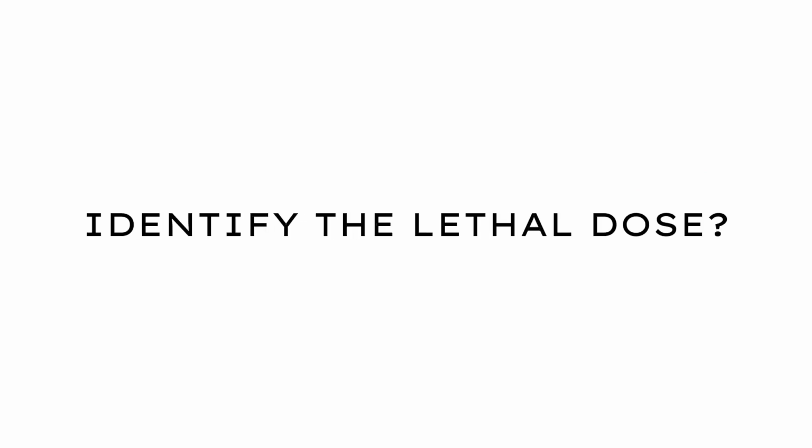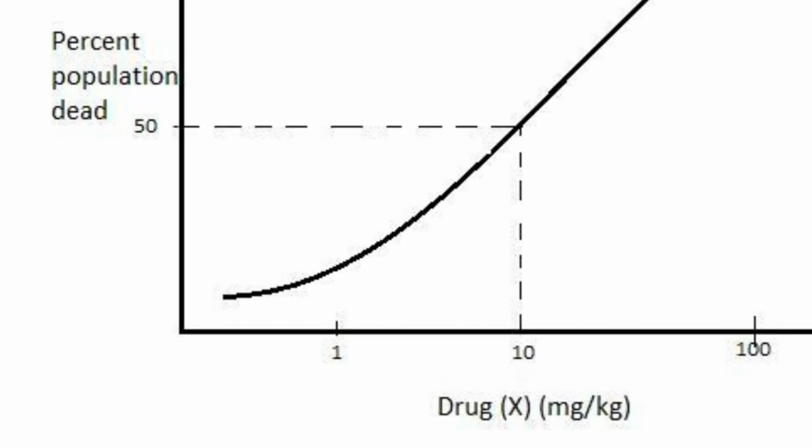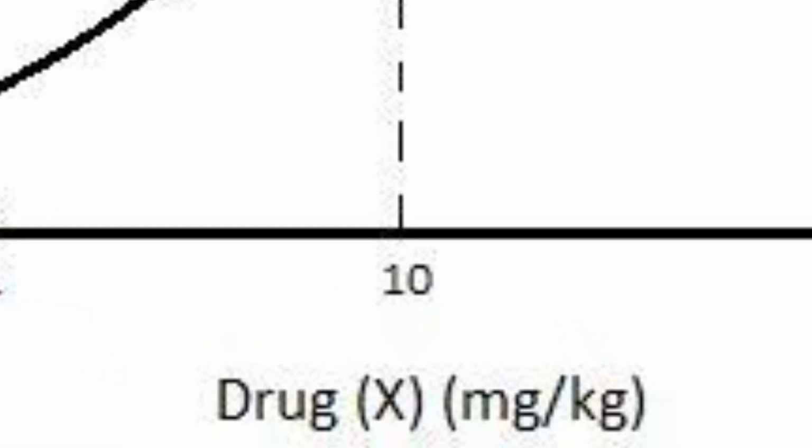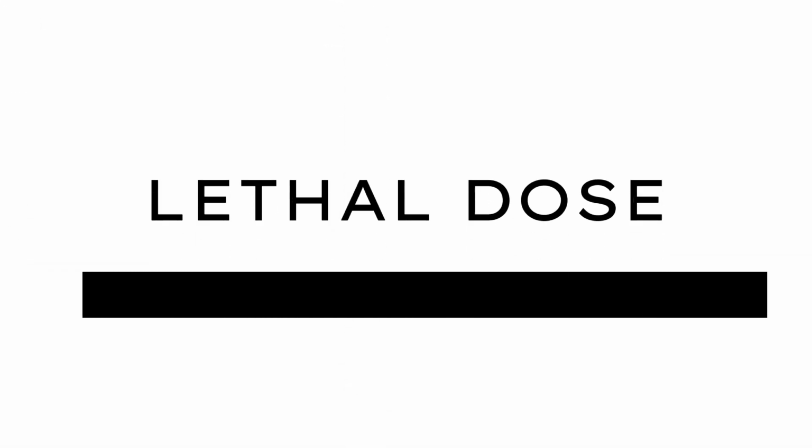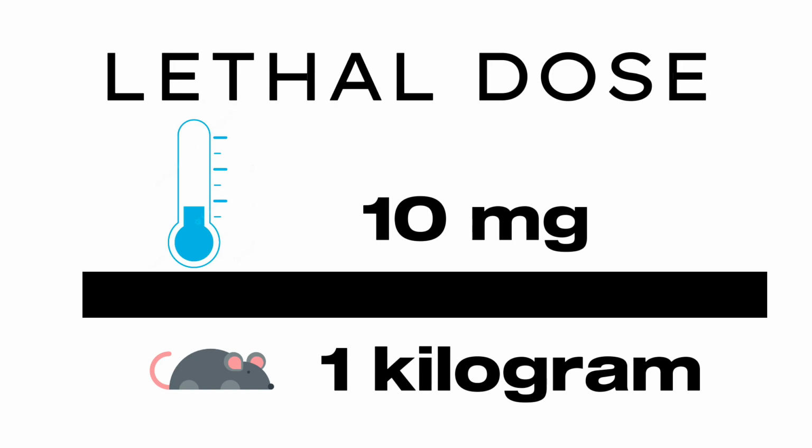How exactly do we identify what the lethal dose is based on the graph? It is quite simple. Just look at the numerical value where the straight line meets the x-axis. Whatever this number is will be your lethal dose for whatever drug you are testing. In this example, the lethal dose is 10 milligrams per kilogram.